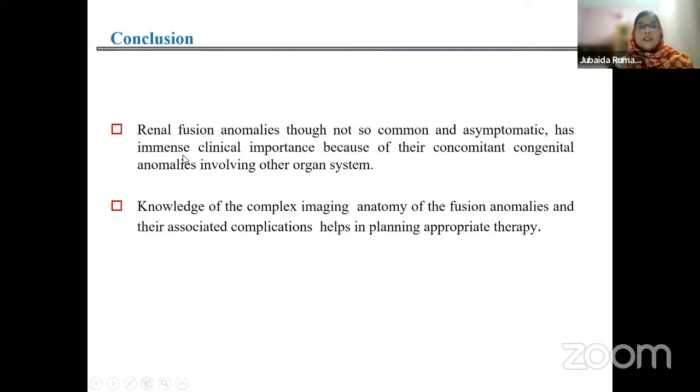So in conclusion, though the renal fusion anomalies are not so common and are often asymptomatic, they have immense clinical importance because of their other concomitant congenital anomalies involving other organ systems. Knowledge of this complex imaging anatomy of the fusion anomalies and their associated anomalies helps us in planning appropriate therapy. Thank you.